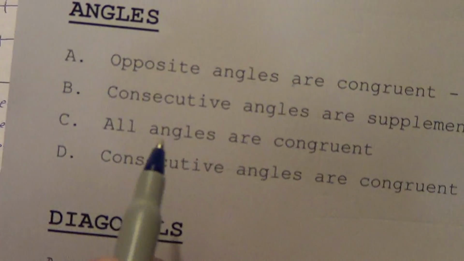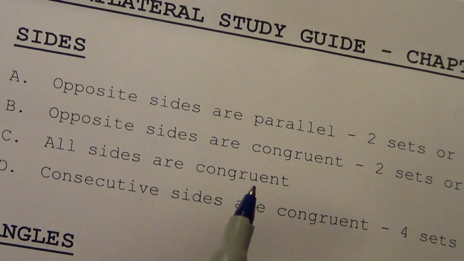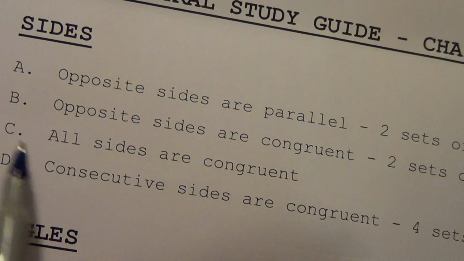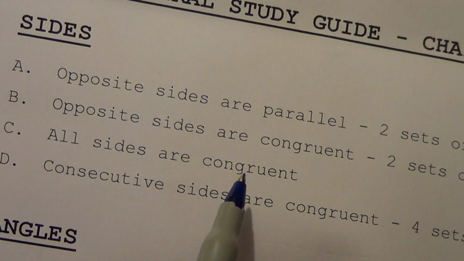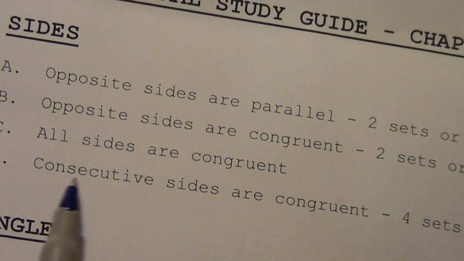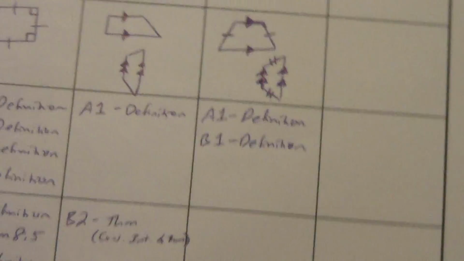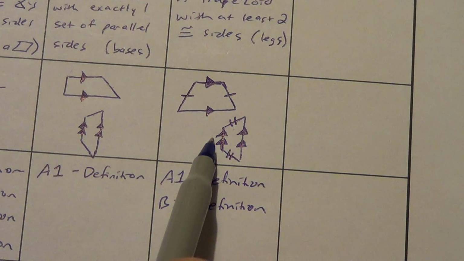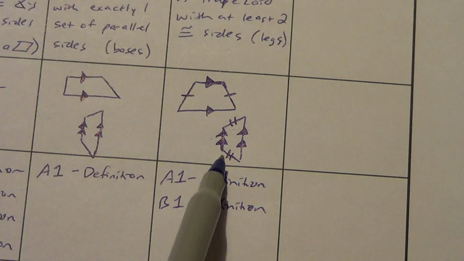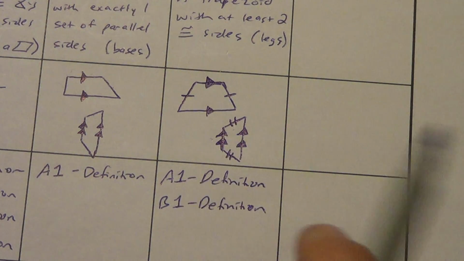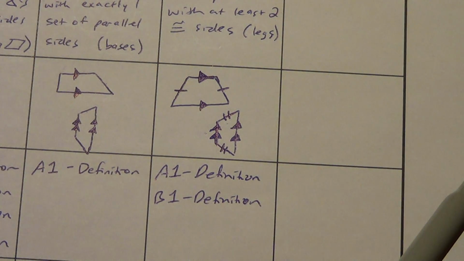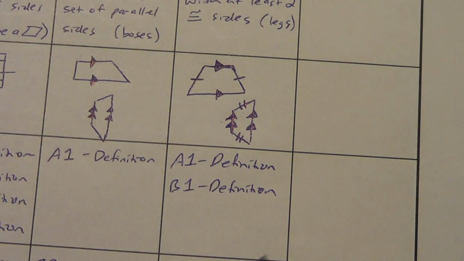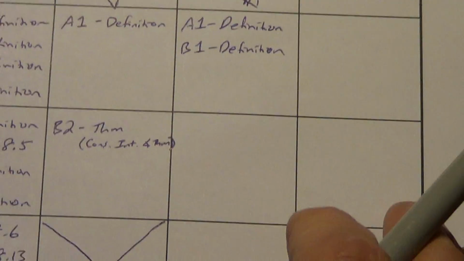Okay, let's look at C. All sides are congruent. Nope. Remember, all sides are congruent makes it a rhombus, and all rhombuses are parallelograms. Okay, consecutive sides are congruent. Well, we could have this side right here congruent to this side over here, and we could have this side congruent to this side, so we could have two sets of consecutive congruent sides, but we don't have to. Remember, the only things we're going to write down here are things that have to be true. Okay, so that's it. Let's go down to angles.